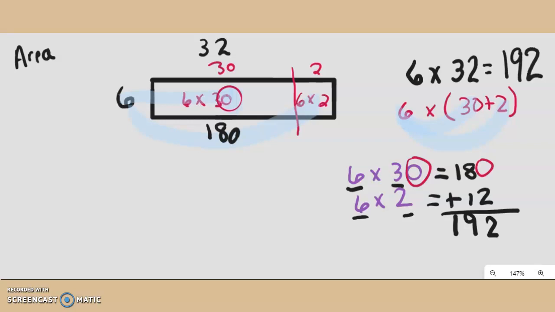All right, so that is how you solve area or a 1 by 2-digit multiplication problem. I would suggest rewrite it and then solve it.